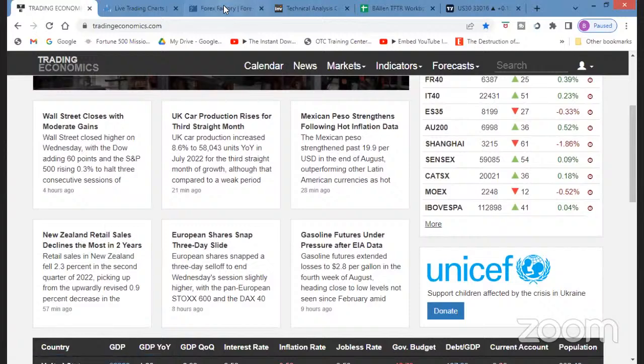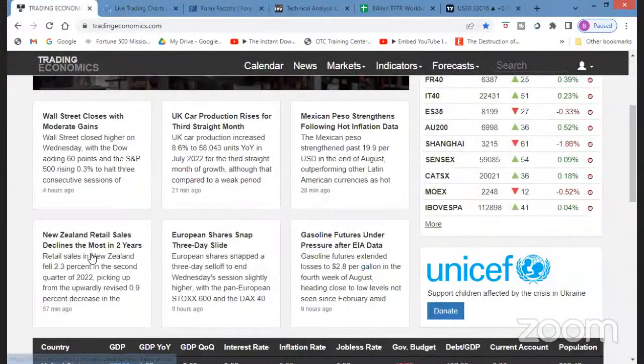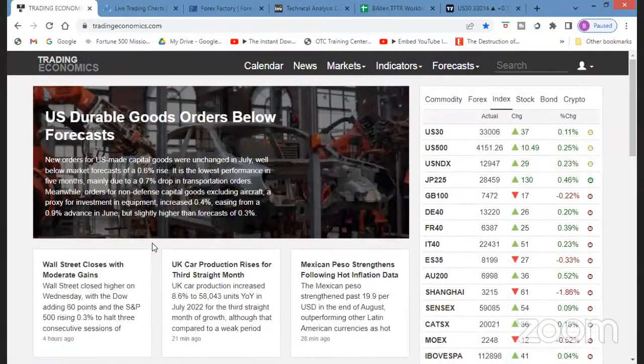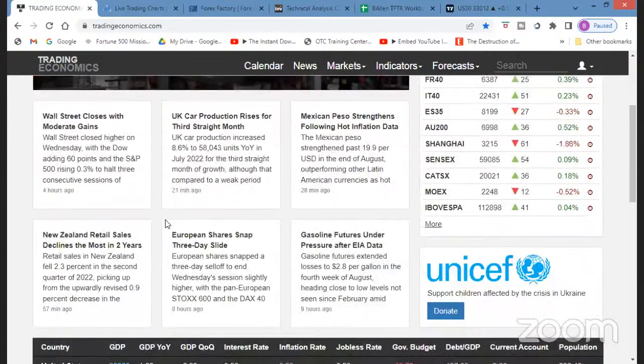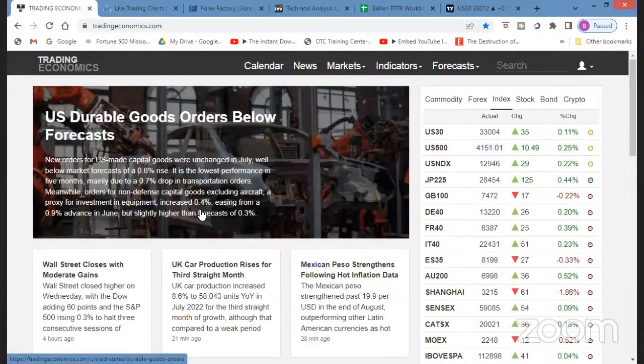This will be interesting. On Thursday, 6:30, hearing from the Reserve Bank of New Zealand Governor Orr. Just after this report, New Zealand retail sales declines the most in 2 years. So it'll be interesting to see what he has to say. So we could see some movement tomorrow on the New Zealand dollar. Okay, that is pretty much it. Again, light day on the fundamental front.